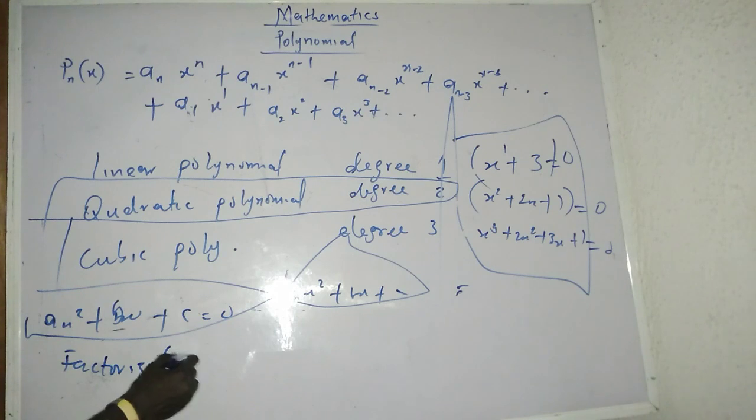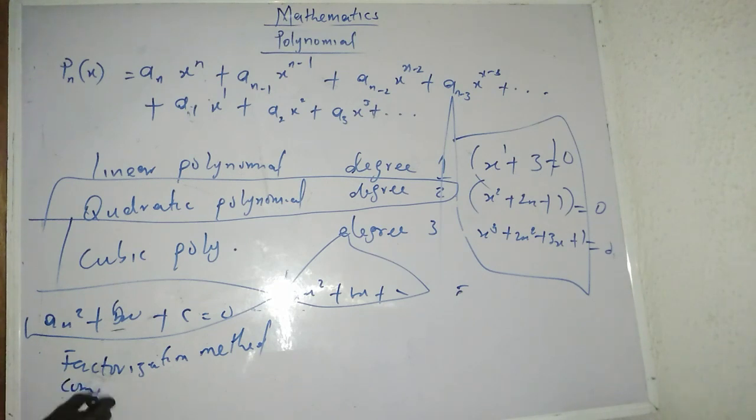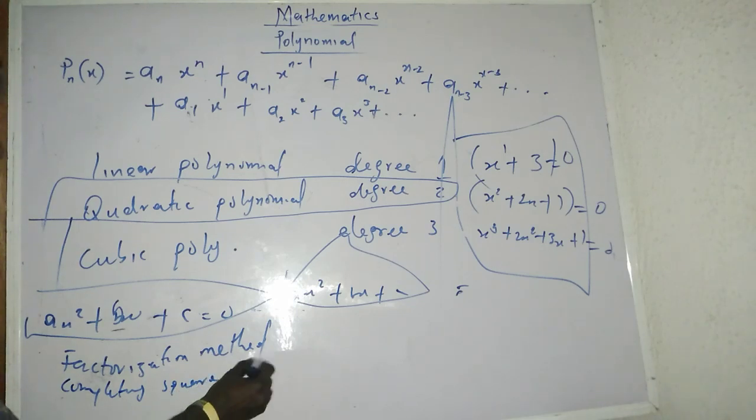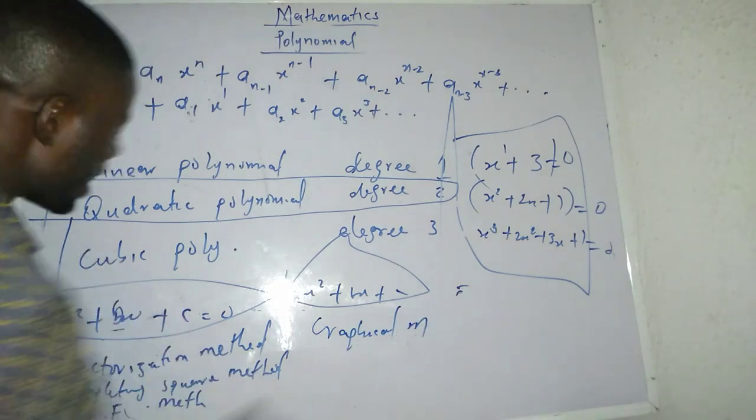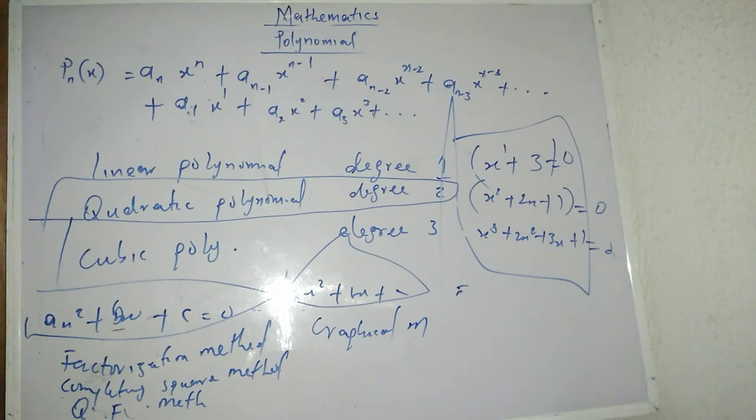Factorization method. And the second one is, I'm talking about what? Completing the square method. Now, the third one is what? Quadratic formula method. And the last one is graphical method. Now, these are the methods of solving quadratic equation.